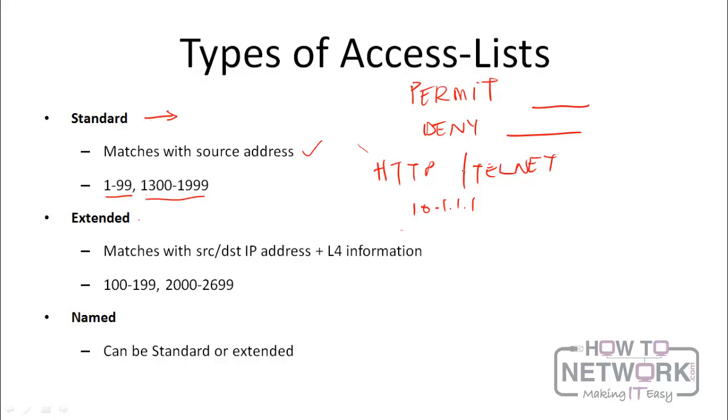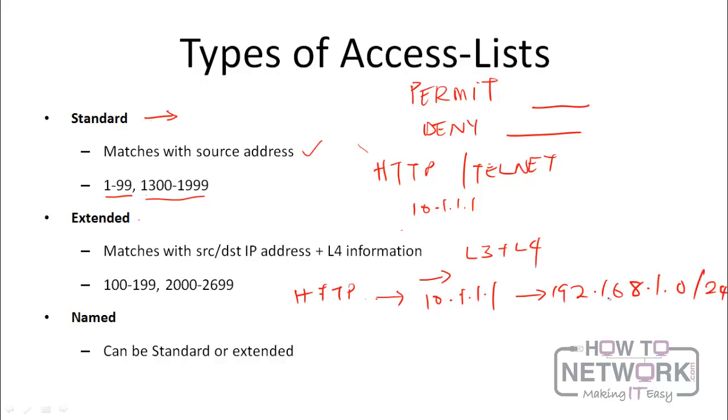It doesn't care if it's TCP or UDP or if it's HTTP or anything, but with an extended access list, it matches with both layer 3 and layer 4 information. What that means is that it can match with the source and destination IP address. It can match with the port numbers. So you can say that you don't want HTTP traffic going to a particular server that is on 10.1.1.1, and that you want to stop clients on the 192.168.1.0 network /24 from accessing the server.